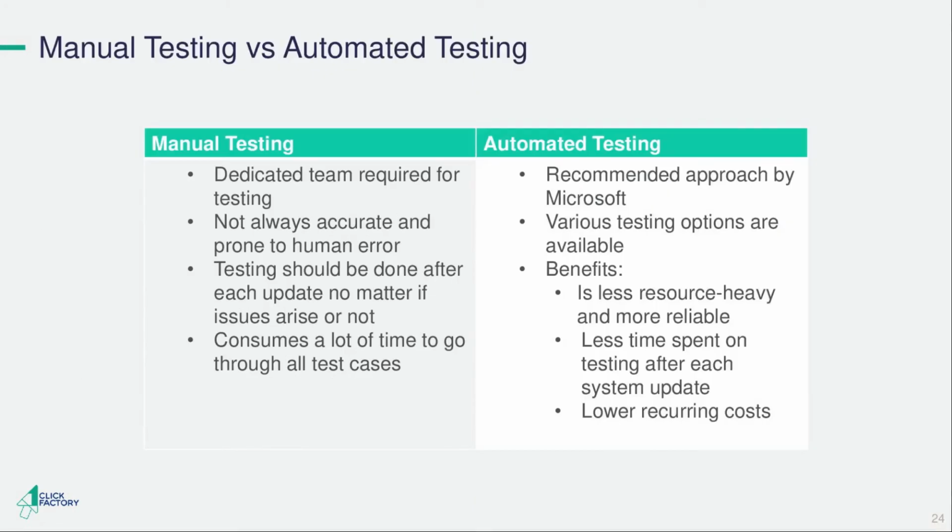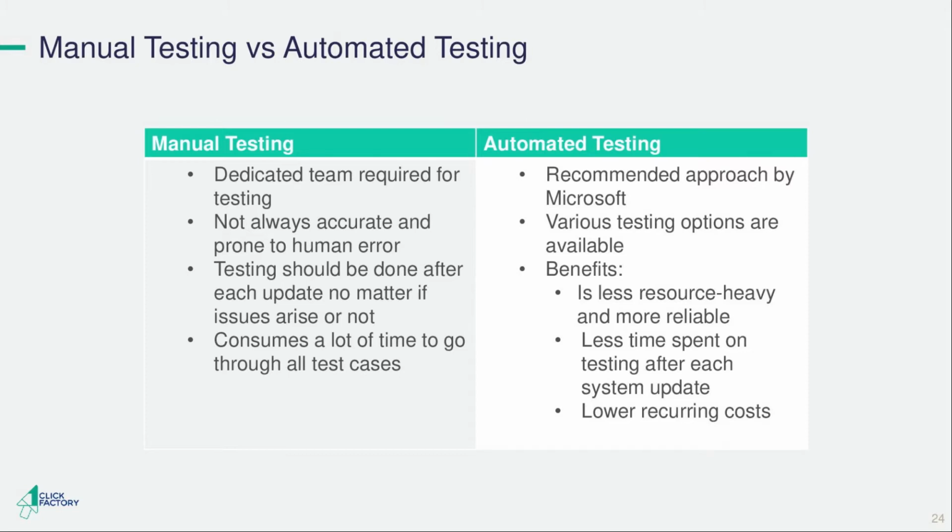Now, how to tackle that? To tackle that, you have to do testing. And there are two ways to do testing in Dynamics 365. The first way is manual testing. For manual testing, you usually need a dedicated team to do the testing when the automatic updates are happening.